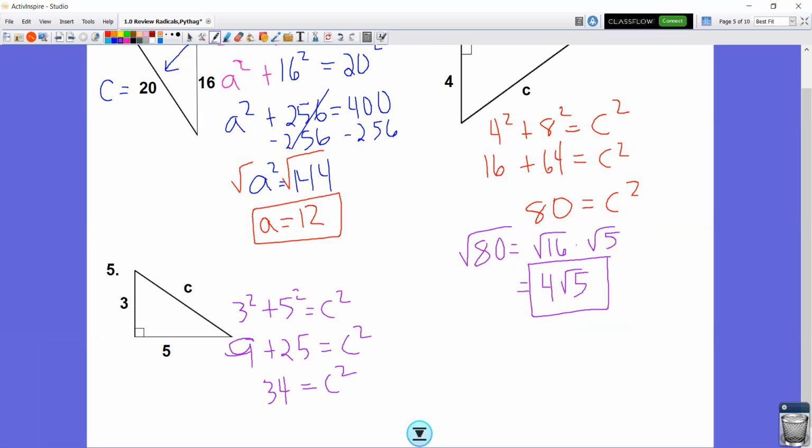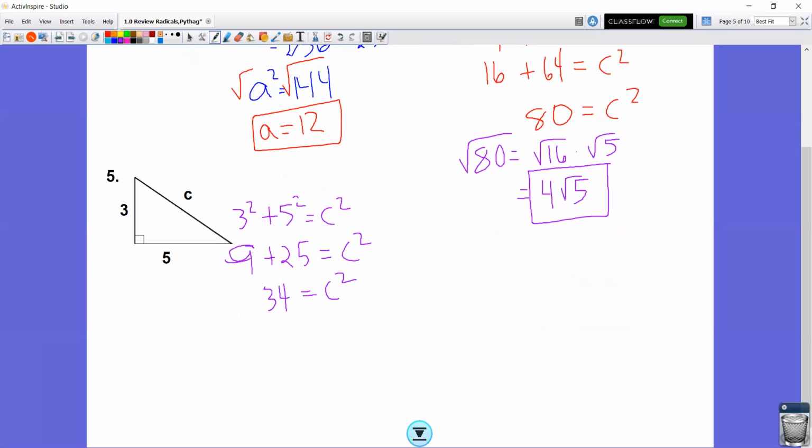34 is definitely not a perfect square. If you're tempted to try to divide by perfect squares, you might get a little frustrated. Maybe you want to go ahead and try prime factorization and break it down, right? 34 is 2 and 17, and they're both prime numbers. So I'm not going to have any pairs. It doesn't break down. So in this case, your answer would be the square root of 34.